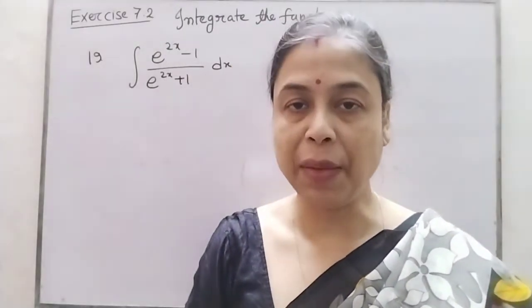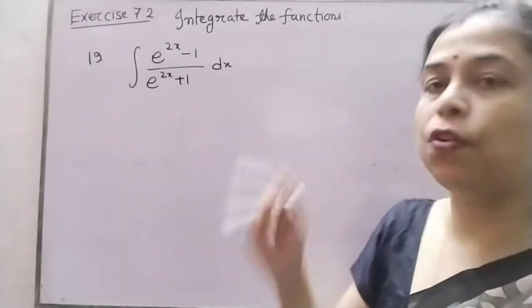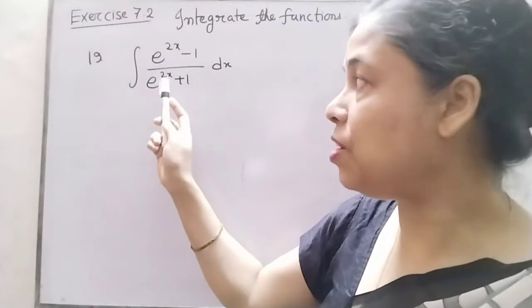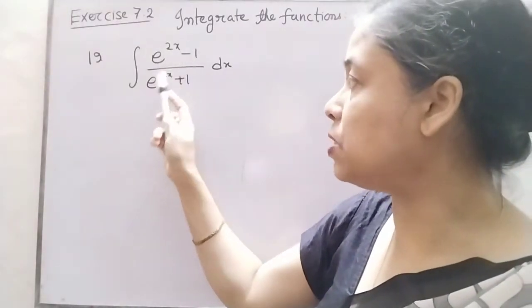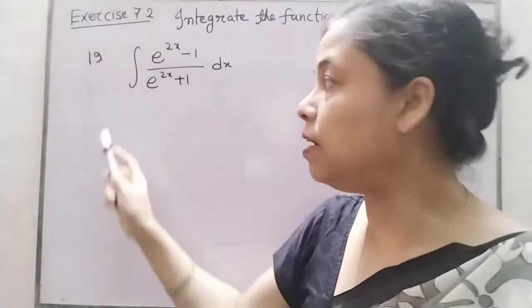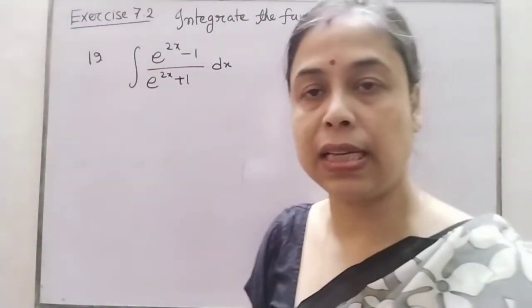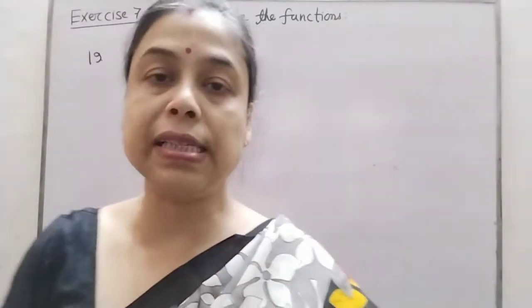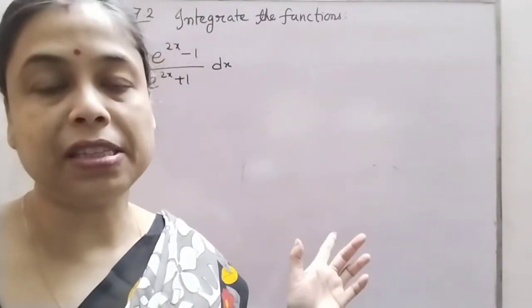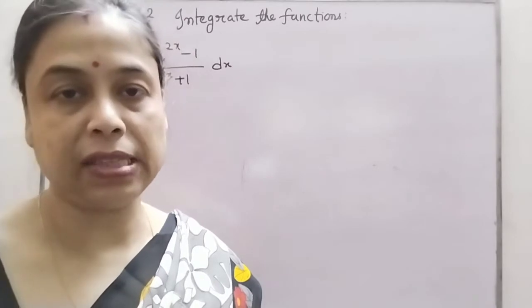Your question is the same. Integrate the following functions. The question is given in your book like this: e to the power 2x minus 1 by e to the power 2x plus 1. But I have given the integration symbol and dx, because as it is given as integrate the following, you have to put the integral sign and together with that dx also.